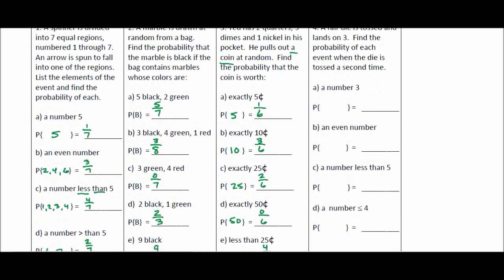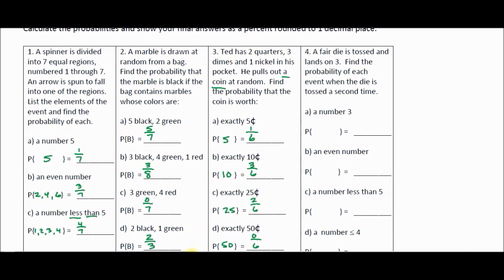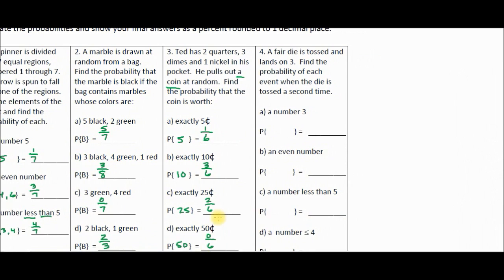Alright, number 4. A fair die is tossed and lands on 3. Find the probability of each event when the die is tossed a second time. So now we tossed a die, landed on 3, now we're going to toss it again. Class, I know you know this already, but let's just cover this. These are independent events.